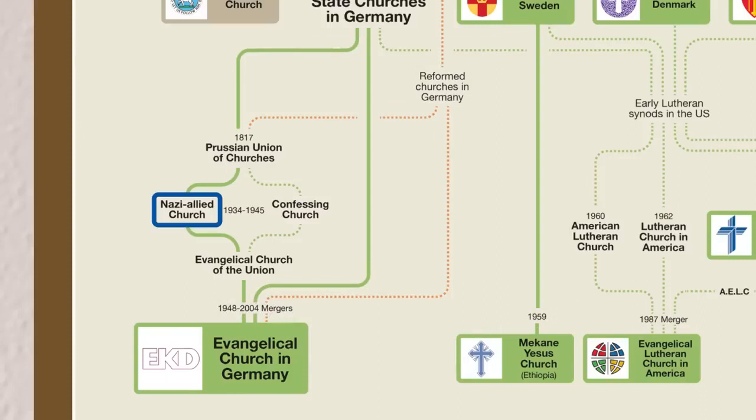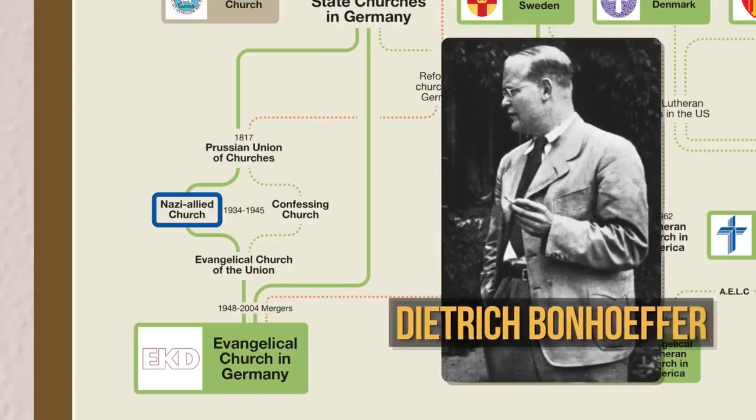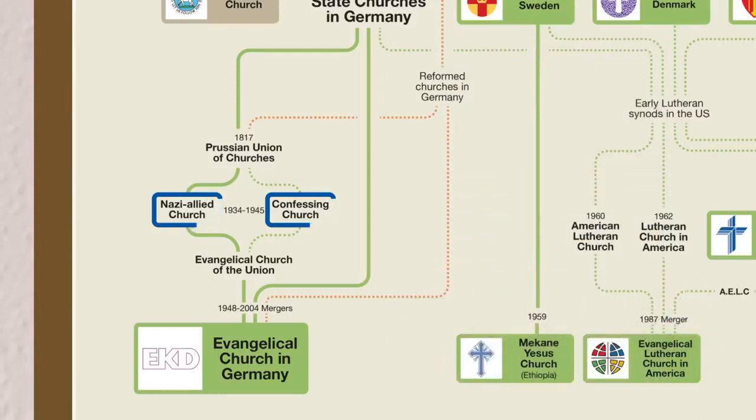The Lutherans who opposed Hitler, led by Dietrich Bonhoeffer and others, eventually broke away and formed the Confessing Church, although Bonhoeffer himself was eventually captured and sent to a concentration camp, where he was later executed shortly before the end of the war. After the war, the Prussian church was reunited and purged of Nazi supporters.